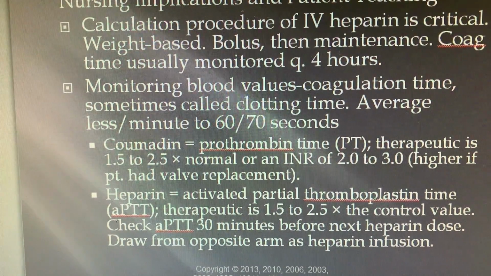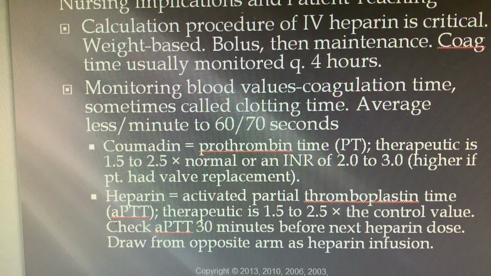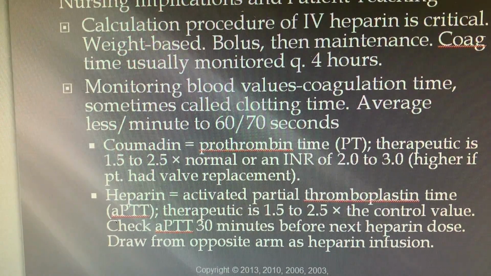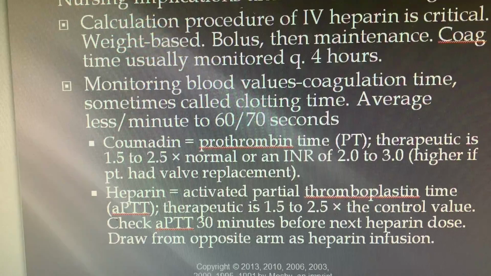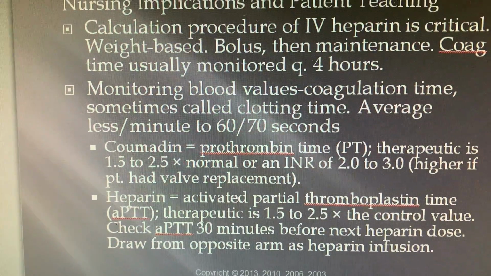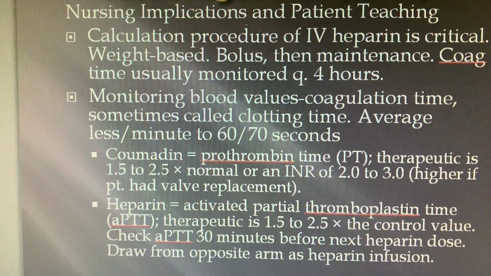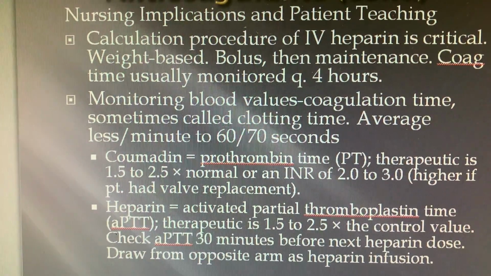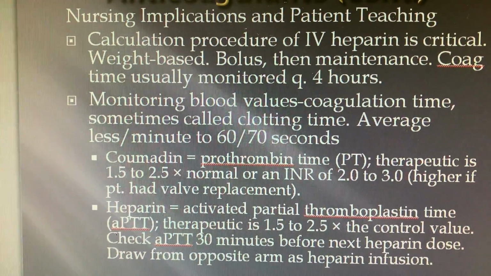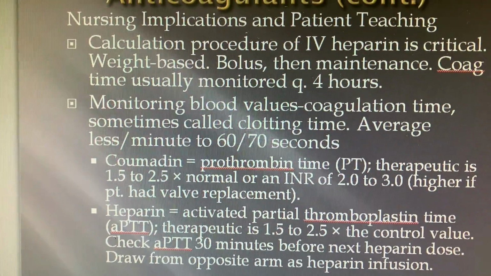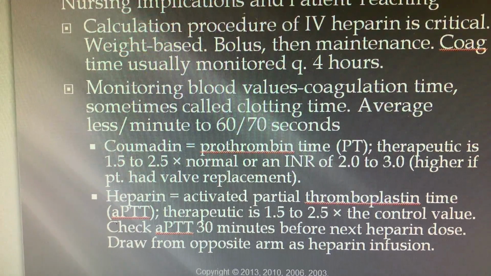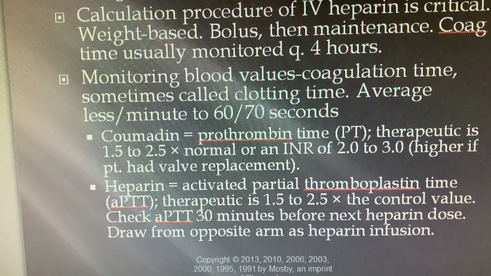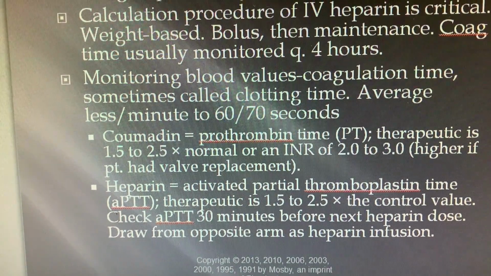The coag time, or bleeding time, is usually going to be monitored an average of every 4 hours for somebody who's on IV heparin. And you'll hear them refer to coagulation time as clotting time. And like we said, activated PTT, or regular PTT, is usually 60 to 70 seconds. Now, what we're looking for is that clotting time to be lengthened. We don't want the blood to clot as quickly as it ordinarily would.